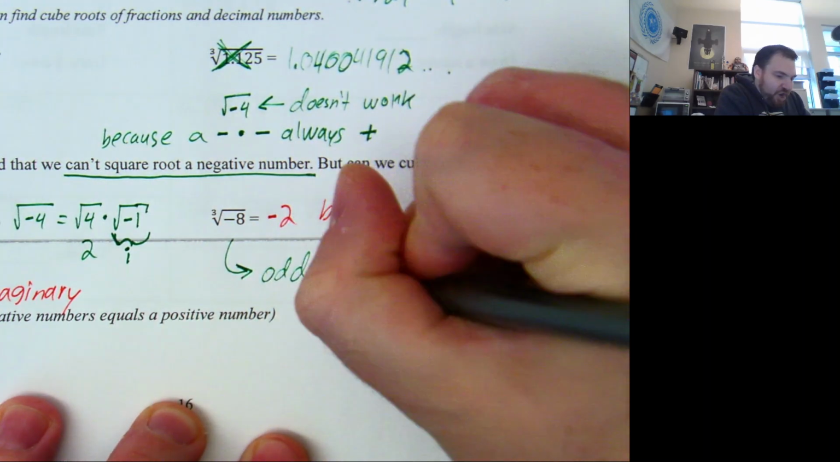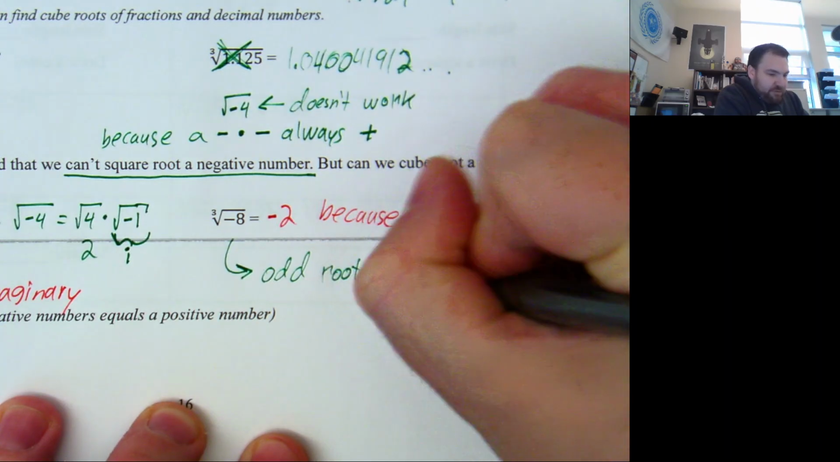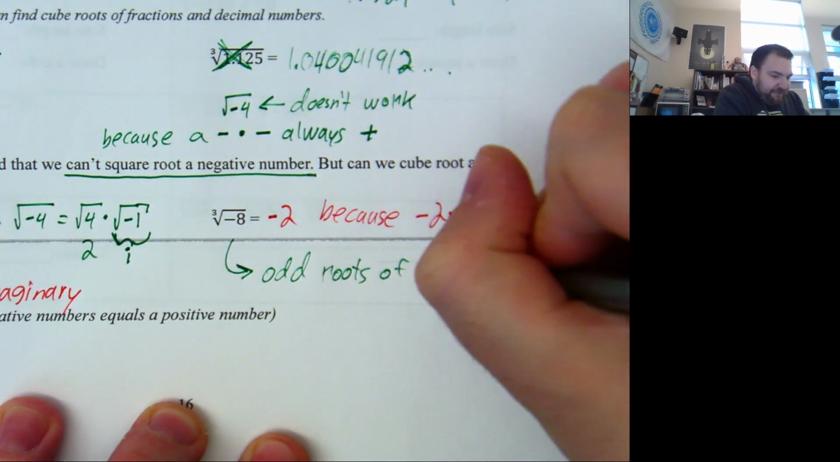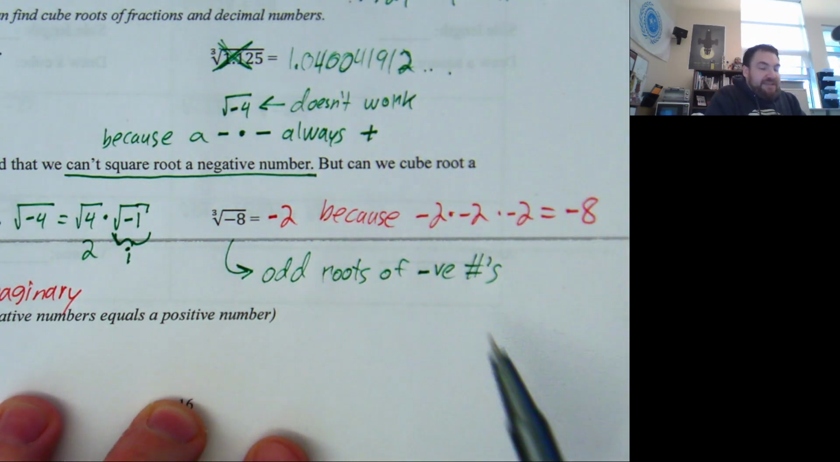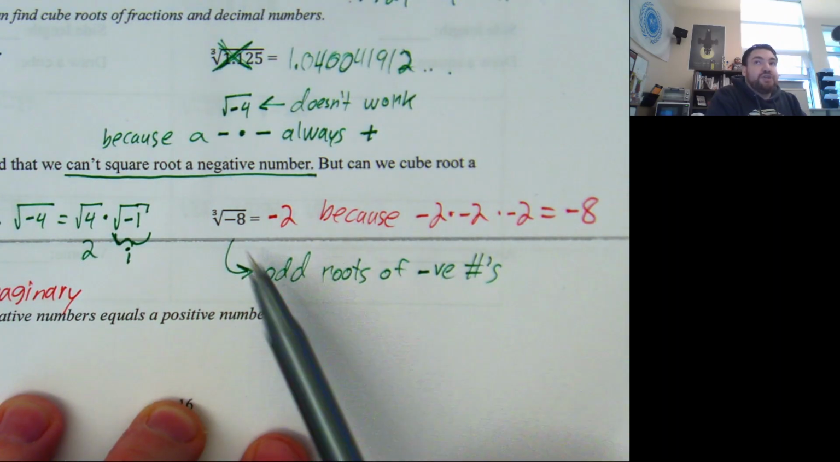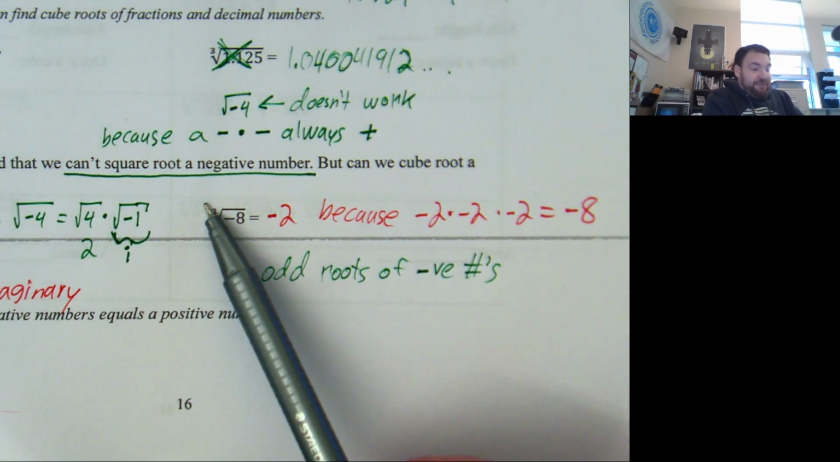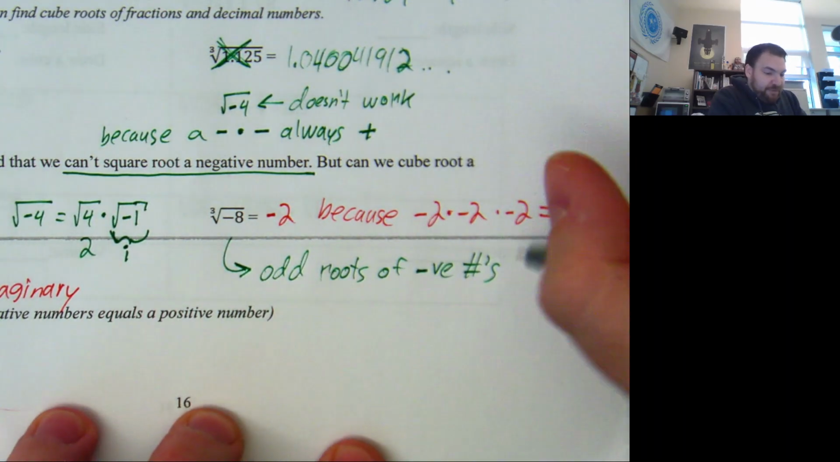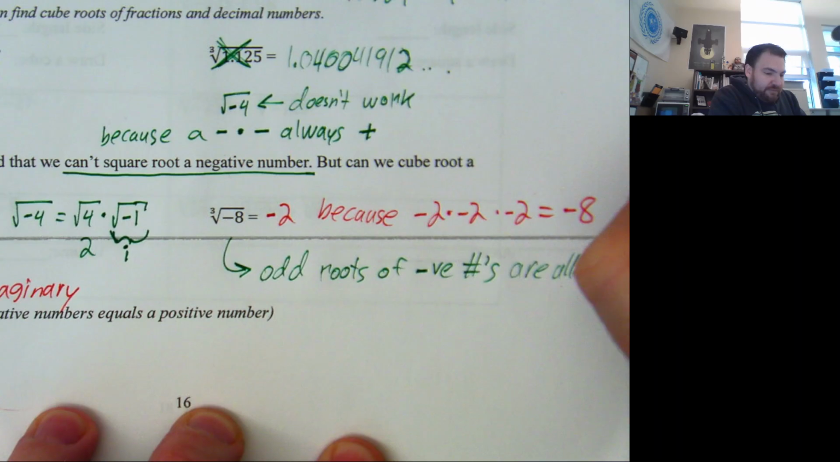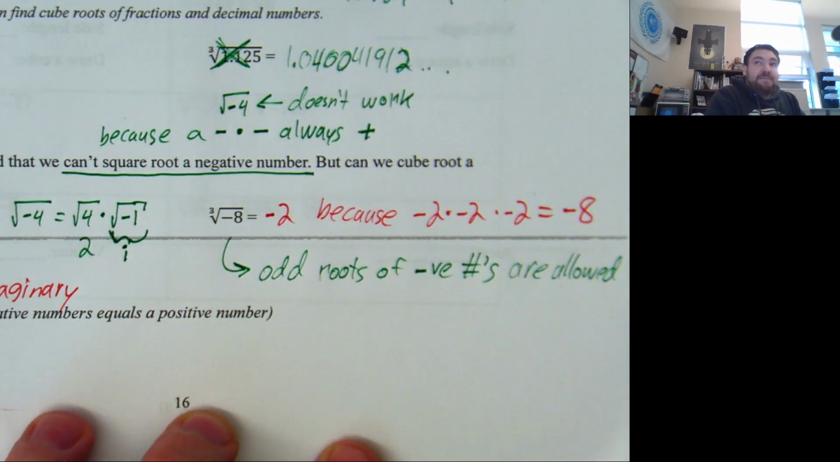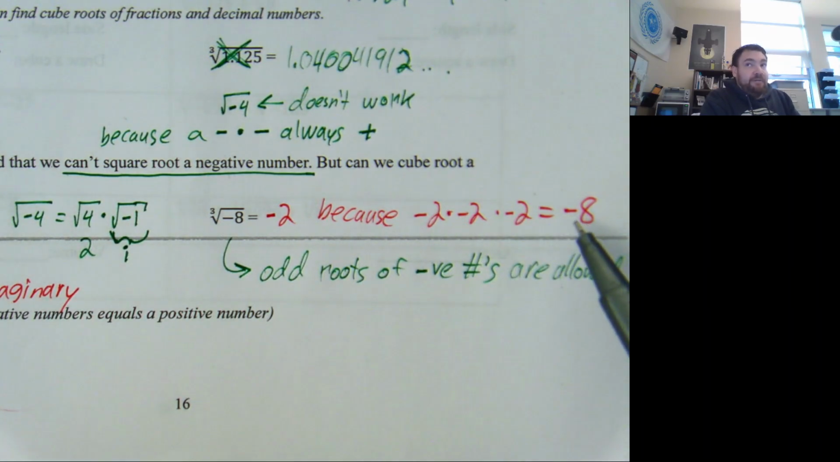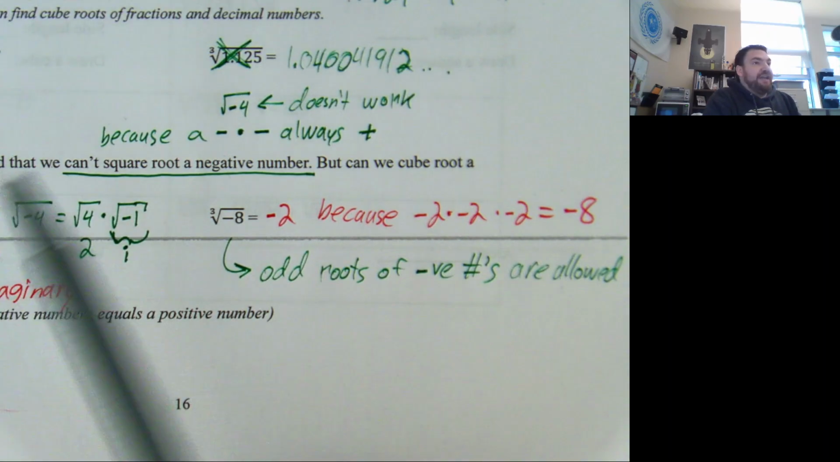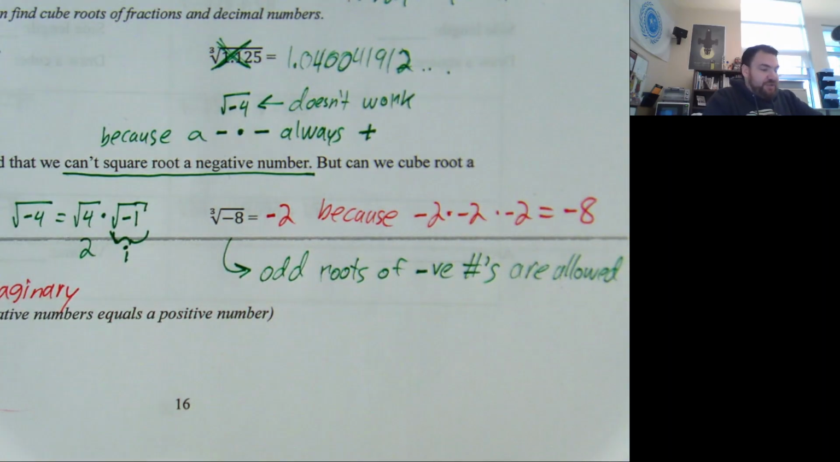I'll say it this way. Odd roots of negative numbers. Oh, I'm using all sorts of symbols today. This stands for negative numbers. Odd roots, so third roots, fifth roots, seventh roots of negative numbers are allowed because you can multiply an odd number of negatives together and get a negative number. Even roots are not allowed. Even roots are where we jump into this world of imaginary values.